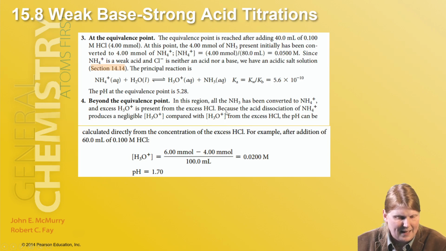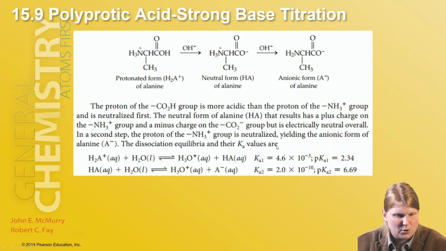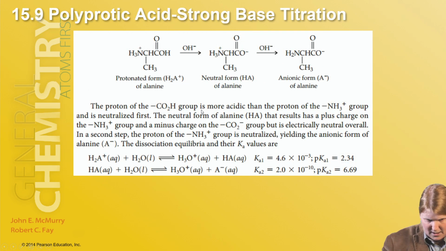And then beyond that, it's controlled by the acid addition. So similar situation to what we had before. So here we look at the protonation of alanine, and we add hydroxide to this neutral form and then an anionic form. And they give us these different Kas for each of the processes, right?